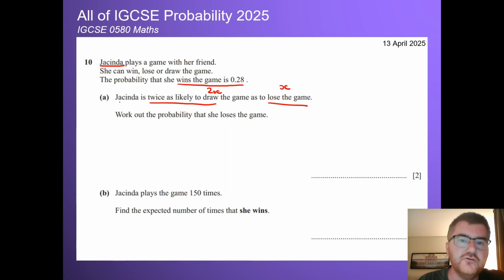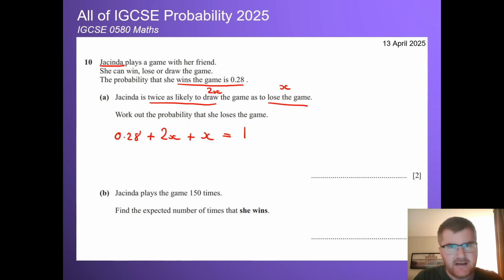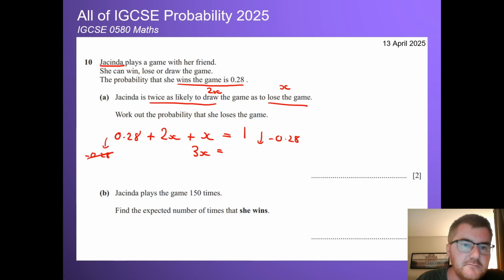So again, she can either win, lose, or draw. So you can either win, so 0.28. You can draw, which is 2 lots of x, or you could lose, so that's x. And this all has to add up to 1. Notice, from that reasonable explanation, I've actually generated an equation I can solve. So 2x plus x is equal to 3x. And we can also minus 0.28 from both sides. This cancels, and then we have 1 minus 0.28. Now be careful with your decimals here, this is going to be 0.72.